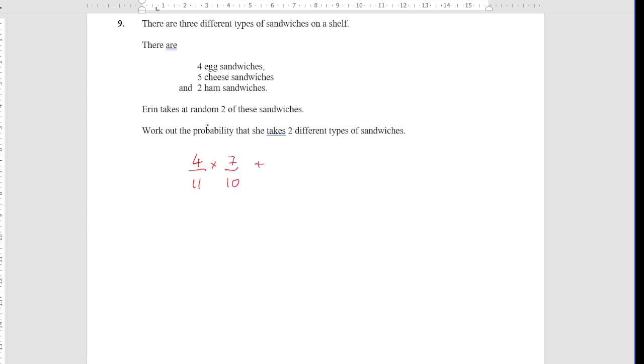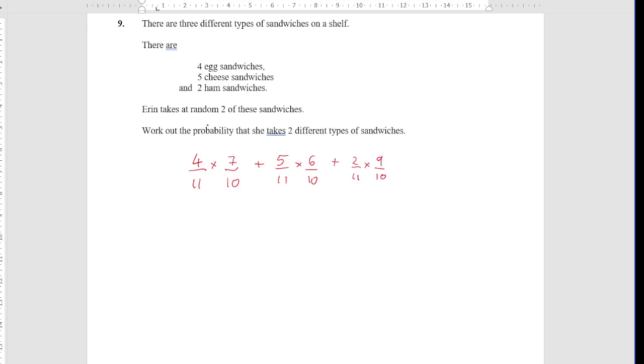And then I'm going to do a similar process. Probability of her picking cheese is going to be 5 out of 11, and the probability of her not picking cheese is going to be 6 out of 10. And then we're going to carry on with that. I'm going to say probability of picking ham the first time, and then not ham the second time is going to be 2 out of 11, 9 out of 10.